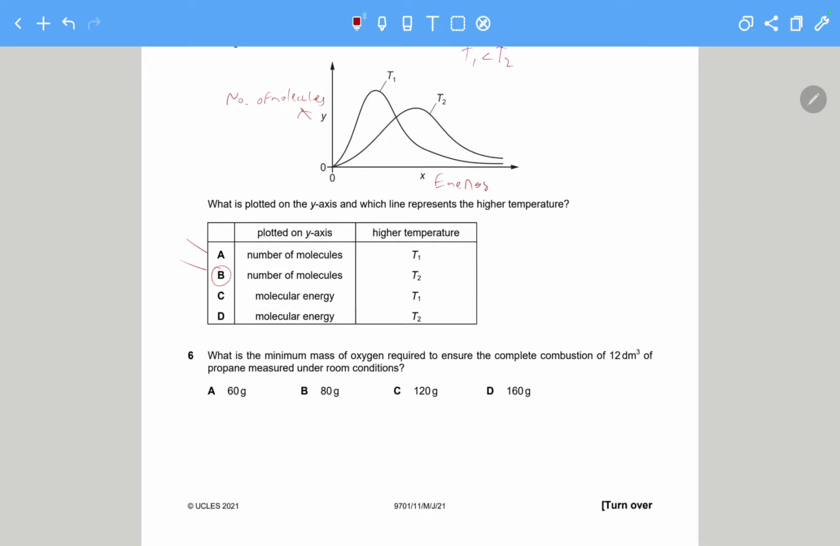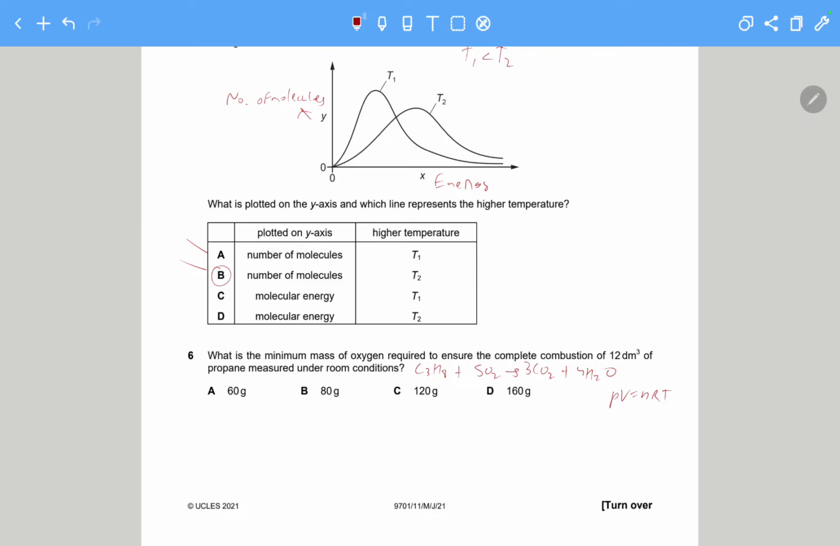What is the minimum mass of oxygen required to ensure the complete combustion of 12 dm cube of propane measured under room conditions? So we know that whenever they ask us these sorts of questions, always write down the balanced equation first. So C3H8, which is propane, plus 5O2 gives 3CO2 plus 4H2O. This is the balanced equation. And we know that the ideal gas equation is PV equals nRT. But we also know that we don't have to use this equation because at room conditions, 1 mole of each gas occupies 24 dm cube. So if 12 dm cube of propane is being burned, that means half a mole of propane is being used.